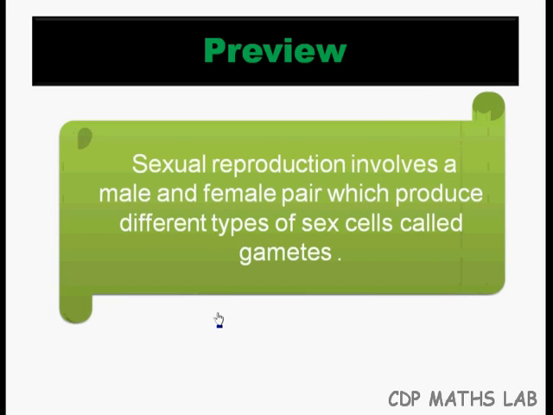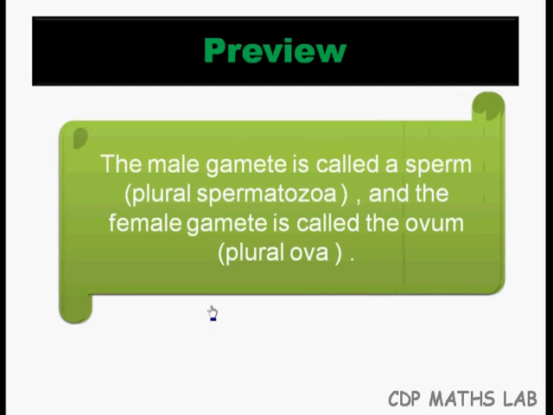Sexual reproduction involves a male and a female pair which produce different types of sex cells called gametes. The male gamete is called a sperm and plural is spermatozoa, and the female gamete is called the ovum and plural ova.